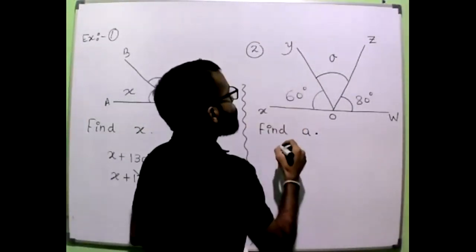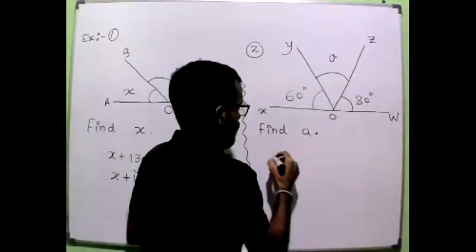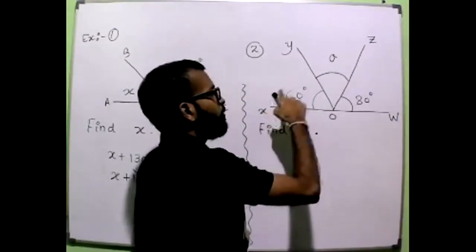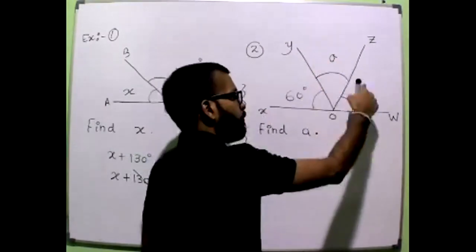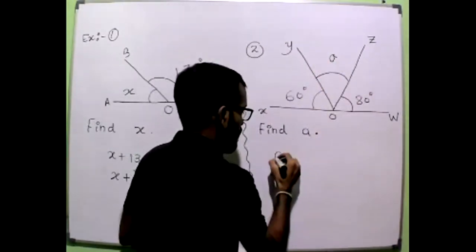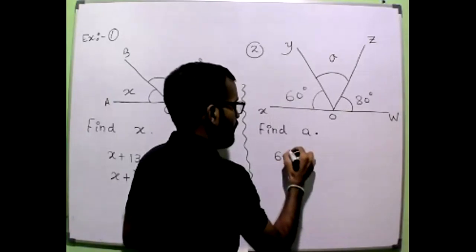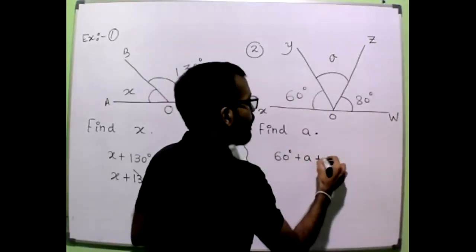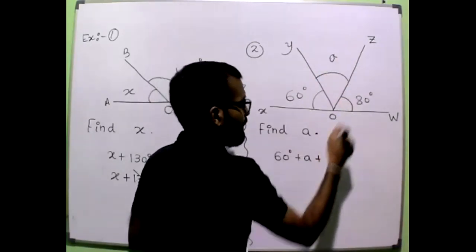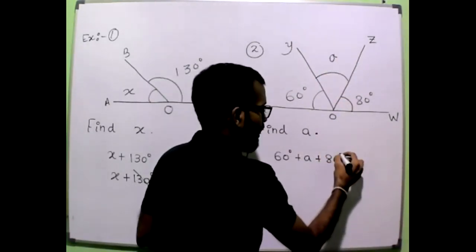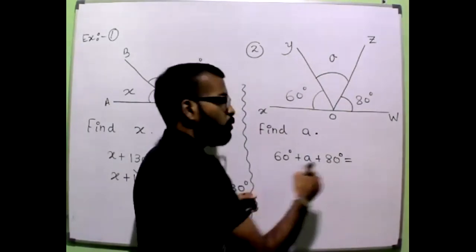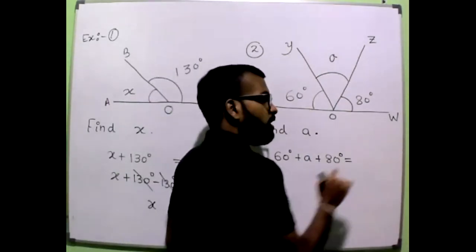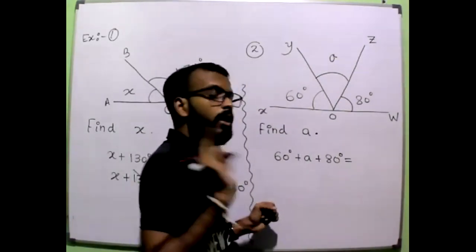Right? So I am going to write down 60 plus a plus 80. 60 degrees plus a plus 80. I have three angles. I have added them together. It should equal 180 degrees.